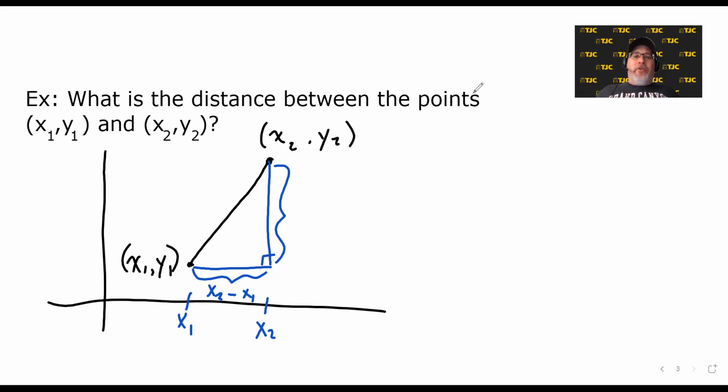Now, if you're wondering what if the second x was smaller than the first x and that subtraction problem comes out negative, then we could just reverse the order, or we could take the absolute value, because either way it's going to give us the same answer. For the length of the other leg of the triangle, we have to figure out how far we traveled vertically from y1 to y2. But then again, that's just a subtraction problem.